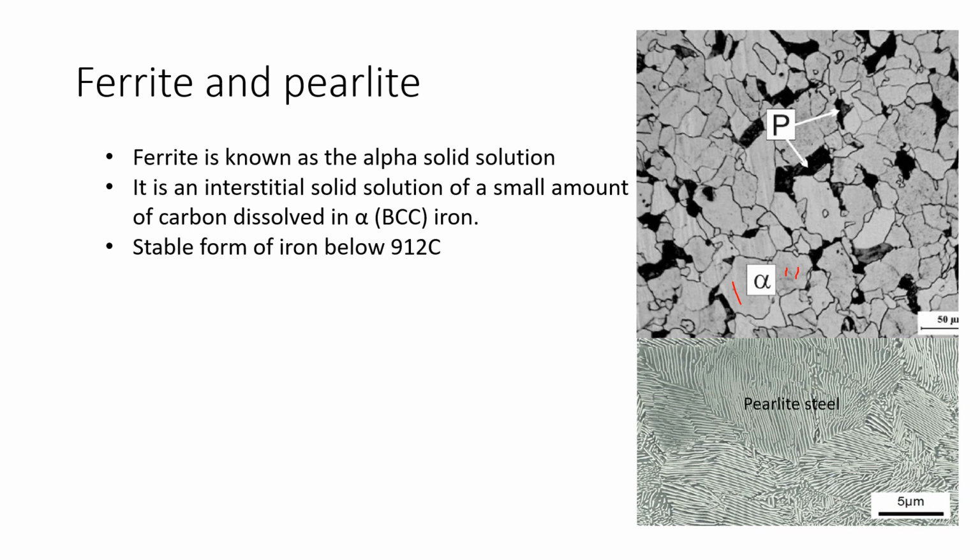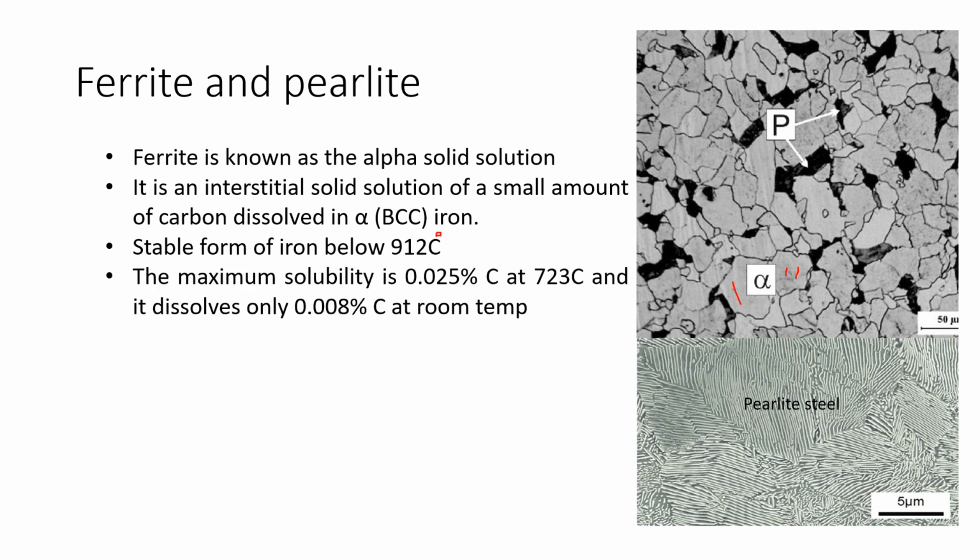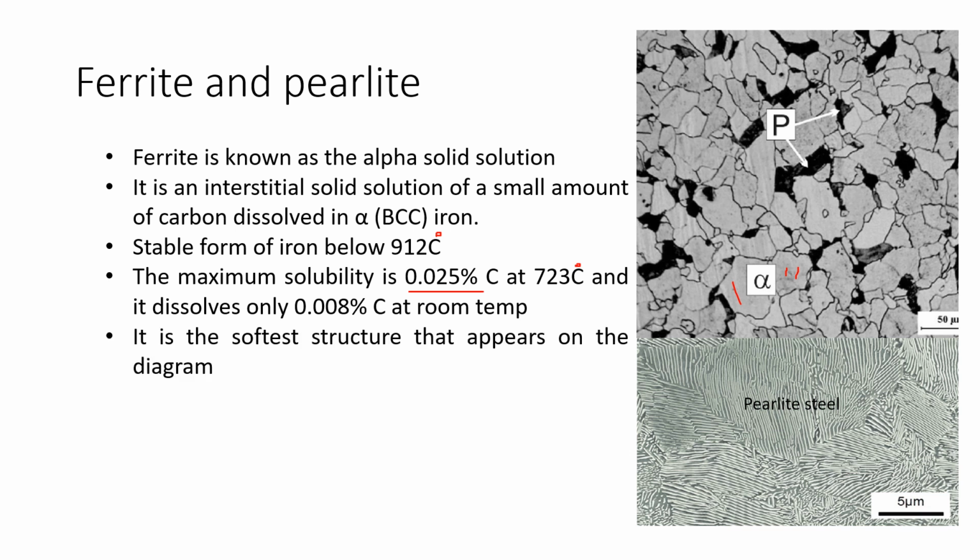It is a stable form of iron below 912 degree centigrade. The maximum solubility is 0.0225% carbon at 723 degree centigrade, and it dissolves only 0.08% carbon at room temperature. It is the softest structure that appears on the diagram.